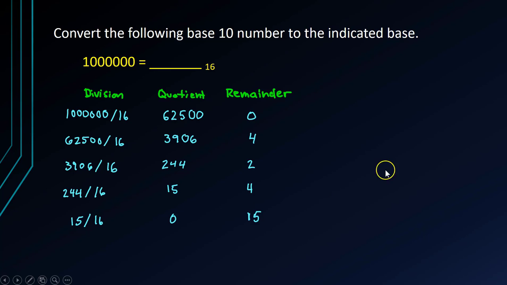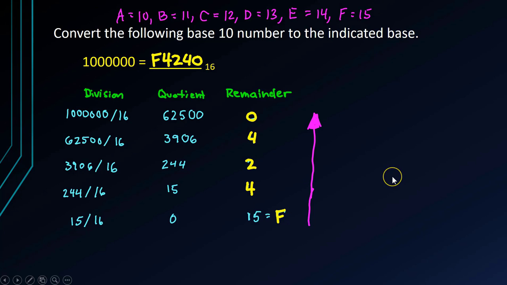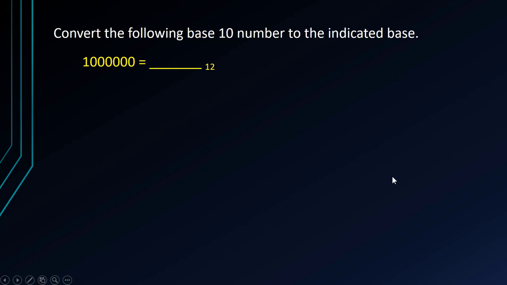Now, in this instance, I do have a remainder that's certainly less than my base, so it's going to stay a remainder. But I need to make sure it's written as a digit. So going back to this, with the understanding that F stands for 15 in base 16, and any other bases that are higher than 16, then this is going to be F. So when I read this up, it's going to be F4240.